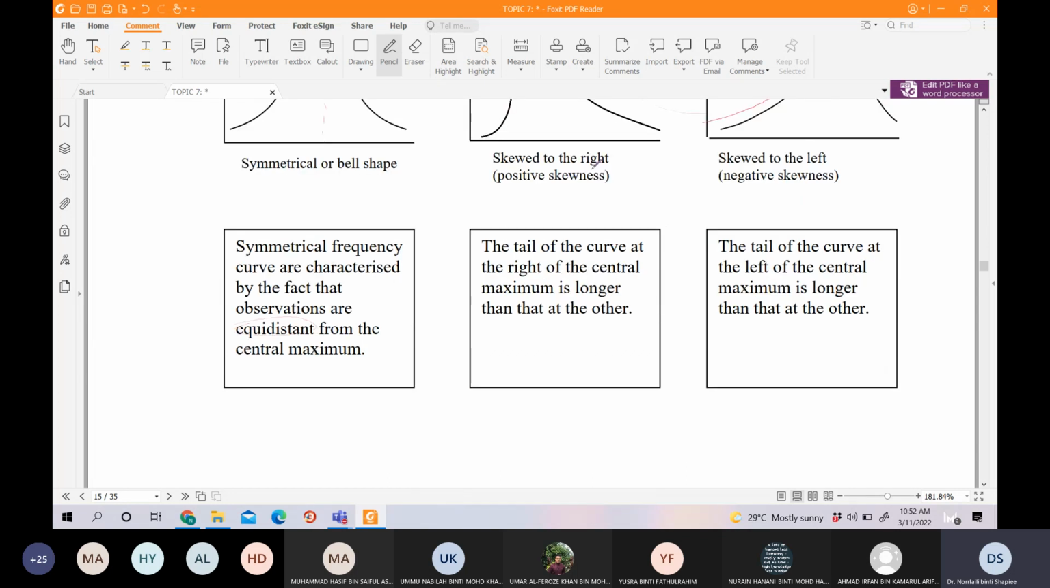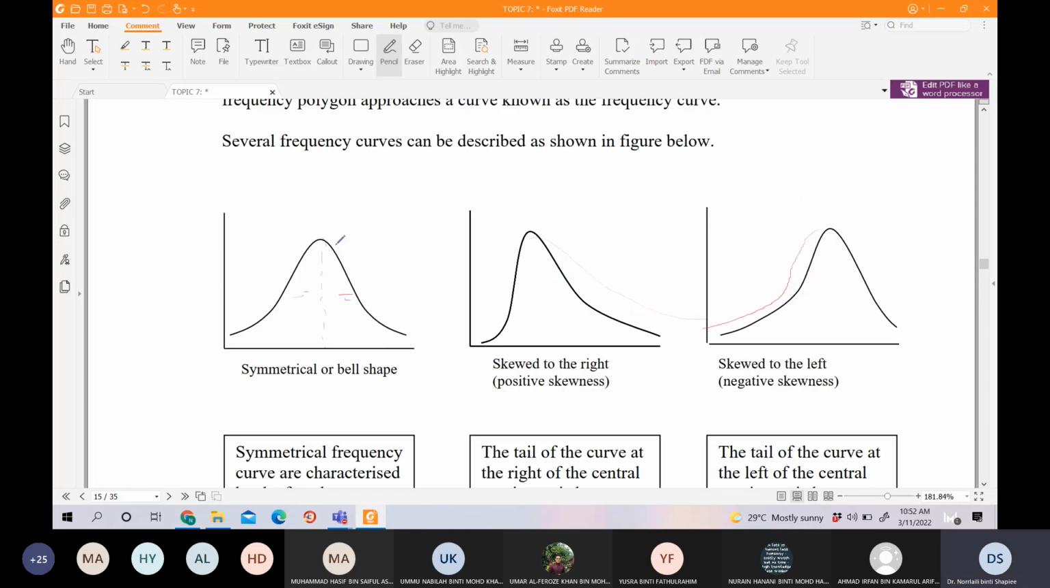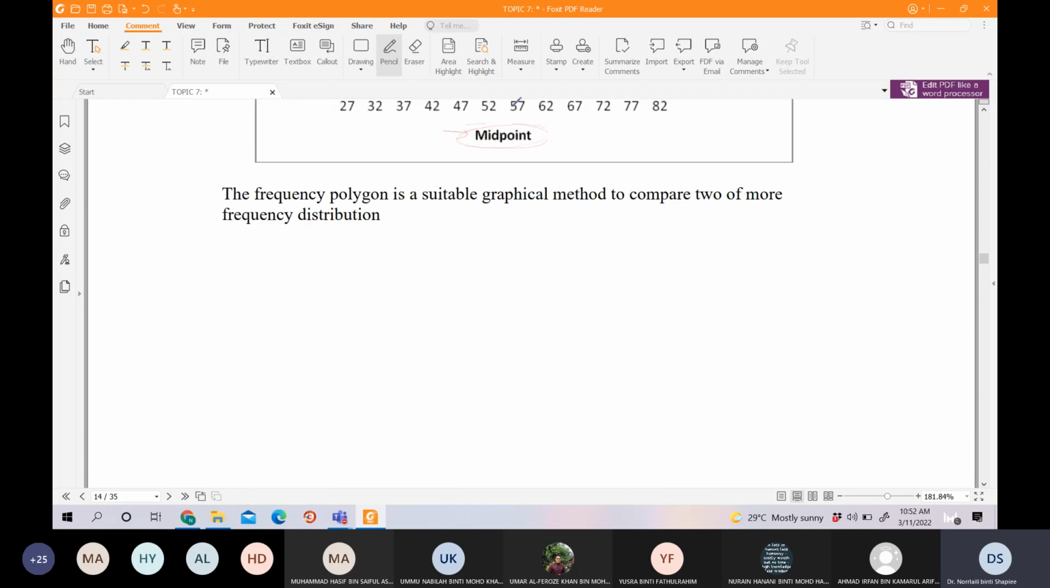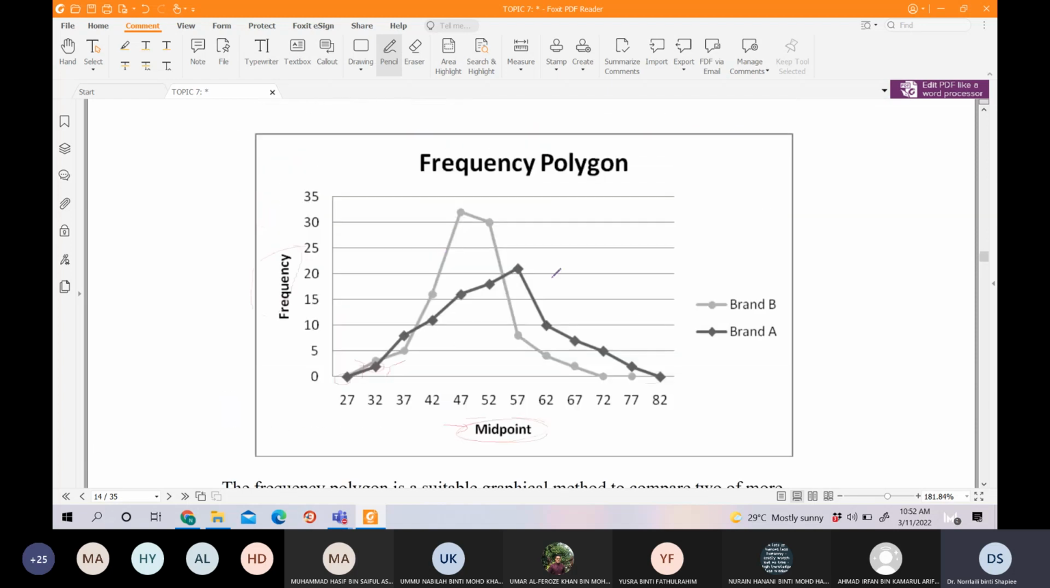So from here, we know the types of curve. Daripada mana? Daripada graf tersebut. Macam ni.